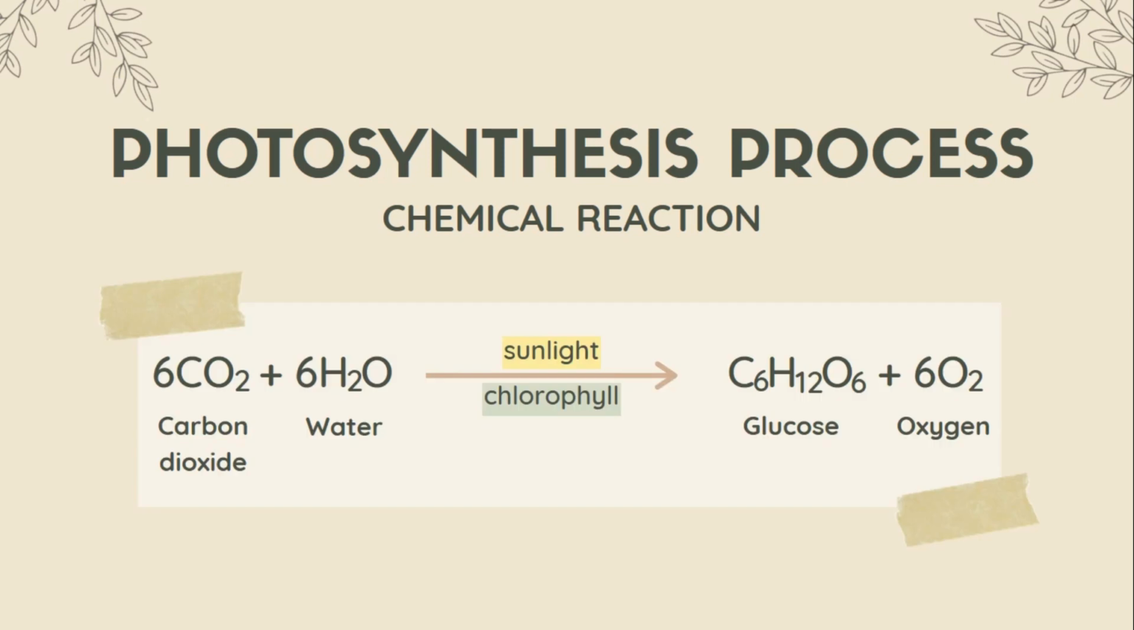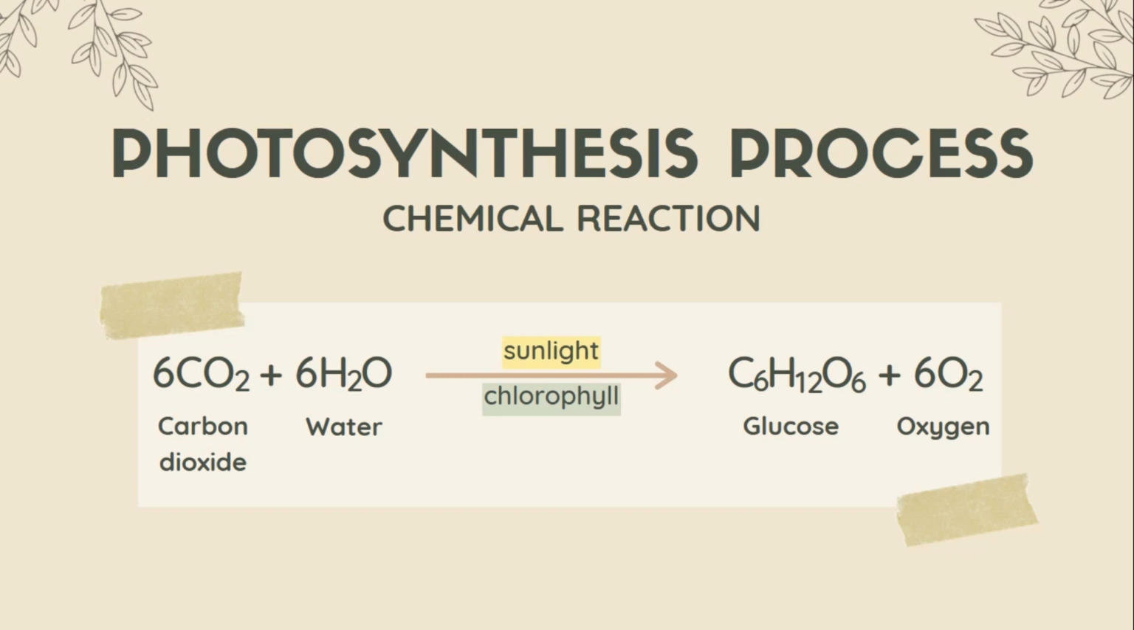Okay, here we can see the chemical reaction that happens during the photosynthesis process. So first, the carbon dioxide and water will be transformed, with the help of energy converted from the sunlight by chlorophyll, into more complex substances, which are glucose and oxygen. So the products of the photosynthesis process are glucose and oxygen.